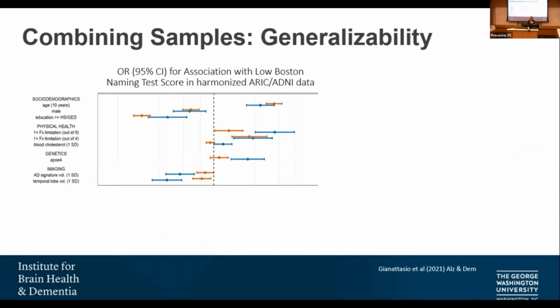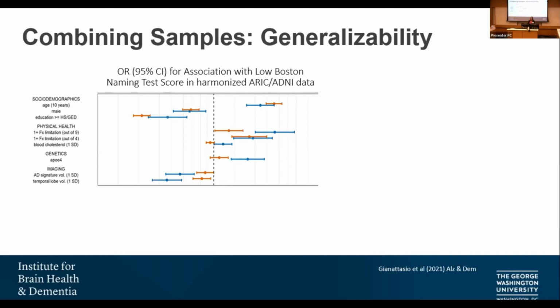Generalizability. So here's a paper that we did where we took ERIC data and ADNI data, and I introduced those cohorts earlier. And we just ran a kitchen sink of regression models. And we said, how often do these two samples produce effect estimates that are anywhere close to each other? So this is just one plot of many in this paper. And you can see that this is for the odds ratio for the association with low Boston naming test scores in harmonized ERIC and ADNI data. And it's for all of those exposures on the side. So right here, we've got some sociodemographics, some genetics, physical health, and imaging measures.